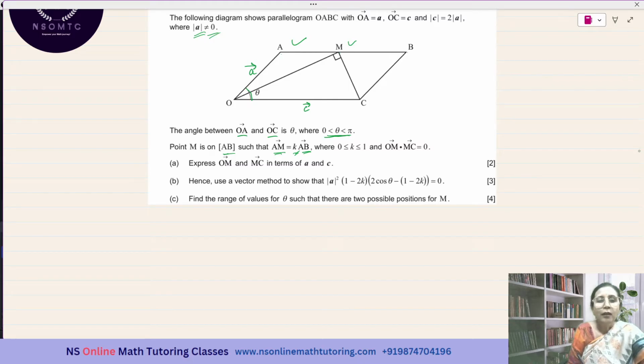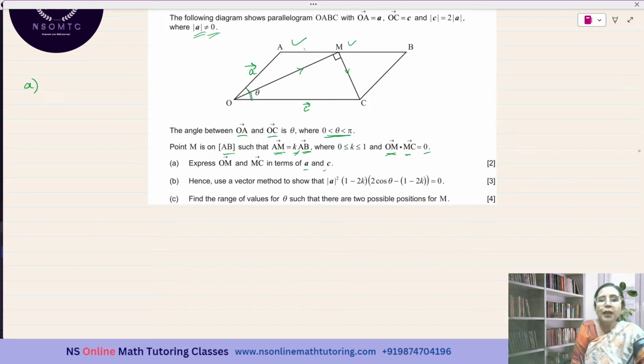And the vector OM is perpendicular to the vector MC. This is the OM vector and this is the MC vector. Therefore, the dot product of the vector OM and the vector MC is equal to 0. Subpart a's question is: express the vector OM and the vector MC in terms of the vectors a and c. It contains just 2 marks. So let us start our answer over here, subpart a.